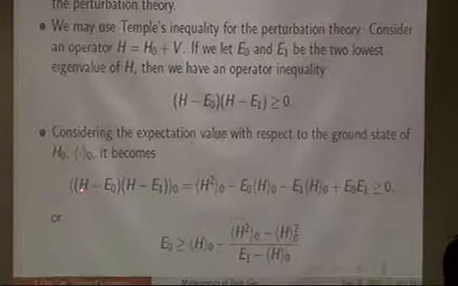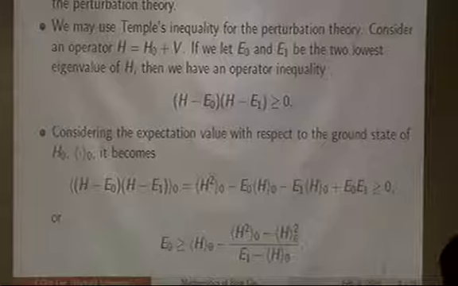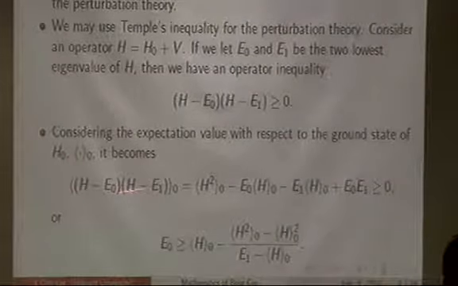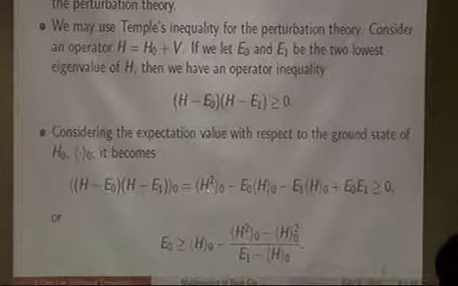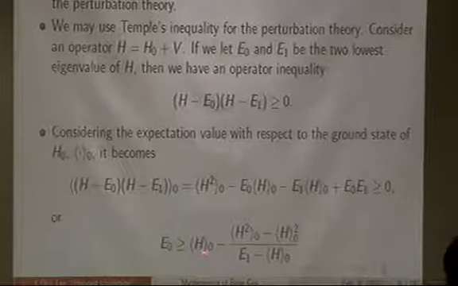So we're going to use this (H minus E0) times (H minus E1) with respect to the ground state of H0. So we have this thing. If we just expand this, then we have H squared minus E0 H, E1 H, and E0 E1. And after some manipulation, we can get a bound: E0 is bigger than the expectation of H in the ground state of H0 minus this thing.